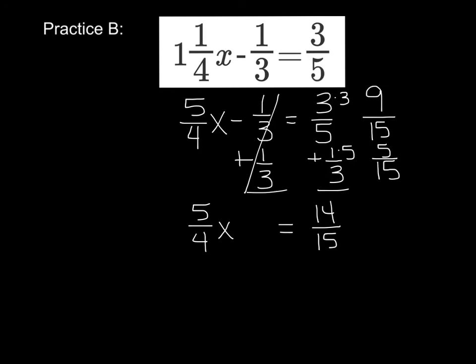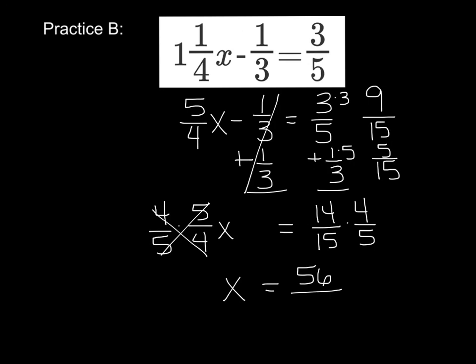Now I need to get rid of the 5/4. I'll multiply by the reciprocal, which is 4/5. And then I'm going to look for things that might cancel. I don't see anything that's going to cancel, so it's time to multiply straight across. 4 times 14 gives me 56. And 5 times 15 is 75.